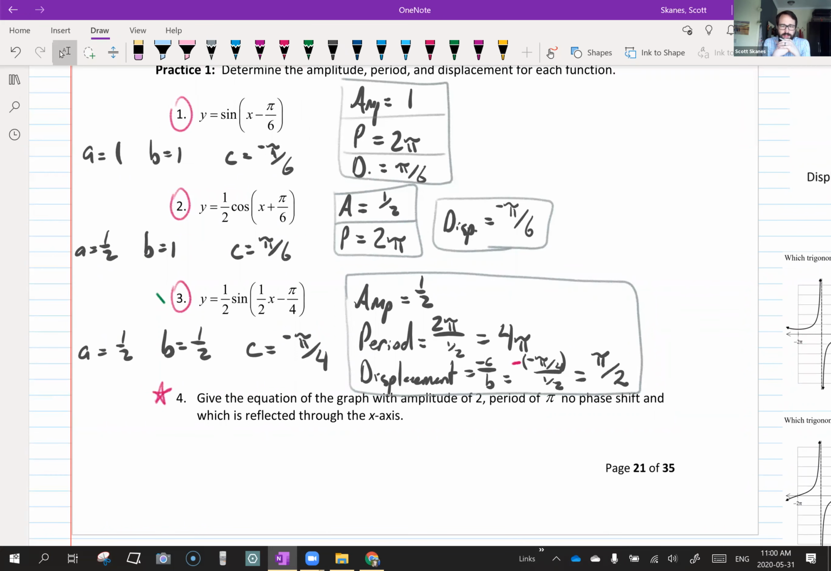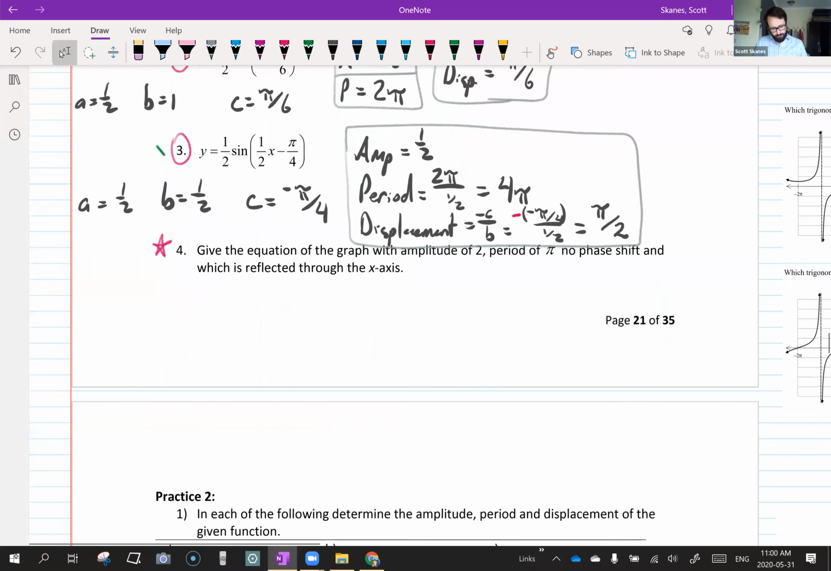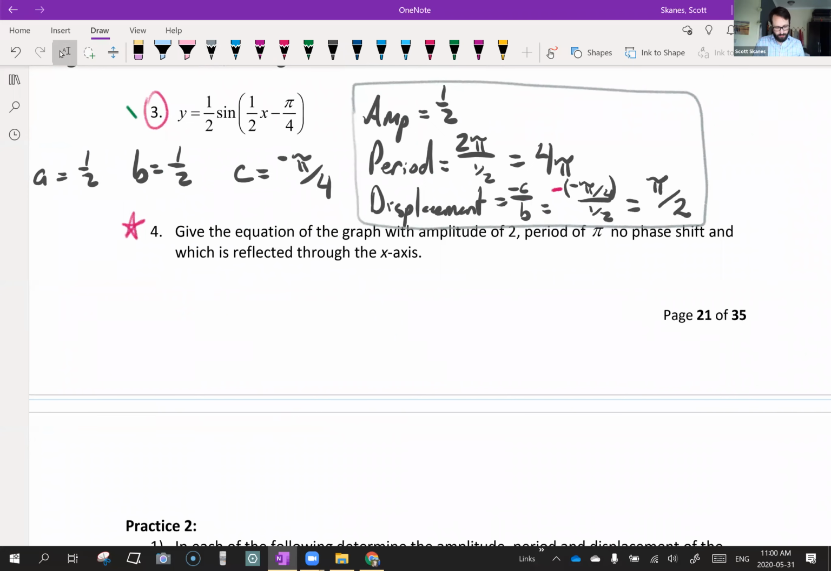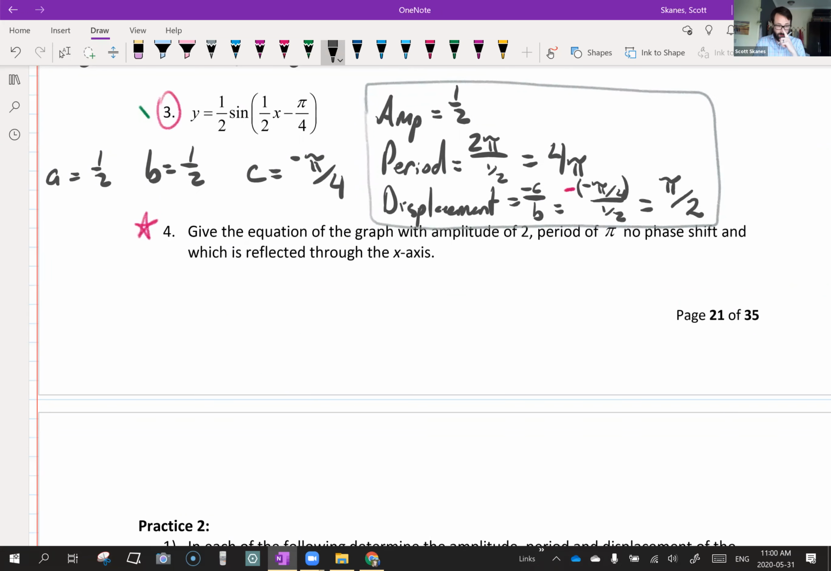4 is a slightly different way of doing it. We actually have to do things backwards. So let me show you what I mean. If you didn't try 4, just make sure you watch this, because this is another type of question you're going to be expected to know how to do. So it says, give the equation of the graph. So we need to give an equation.